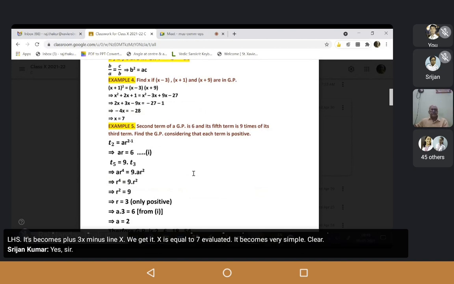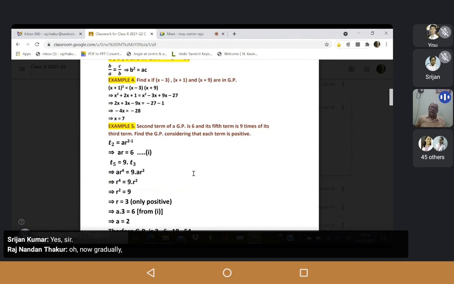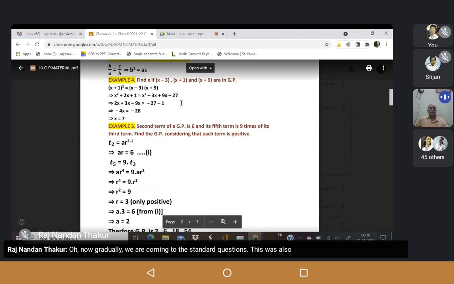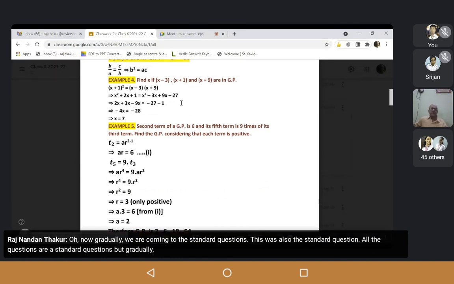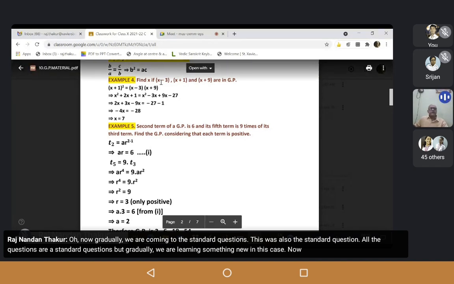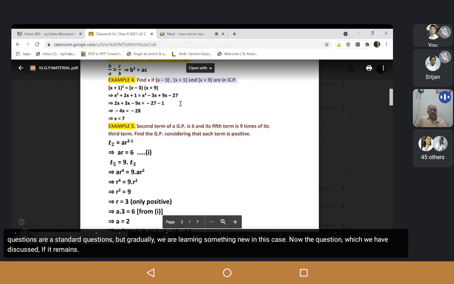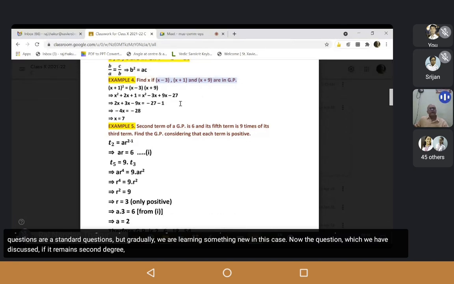Yes, sir. Now, gradually we are coming to the standard questions. This was also the standard question. All the questions are standard questions, but gradually we are learning something new in this case. Now, the question which we have discussed, if it remains second degree, we will solve it. Second degree equation, quadratic equation, we know how to solve, we will solve it. So that is not a problem.